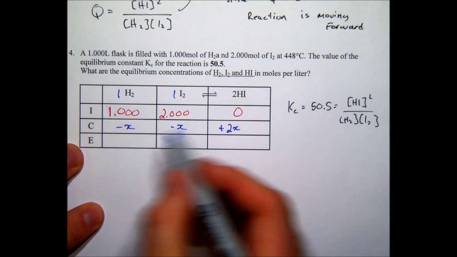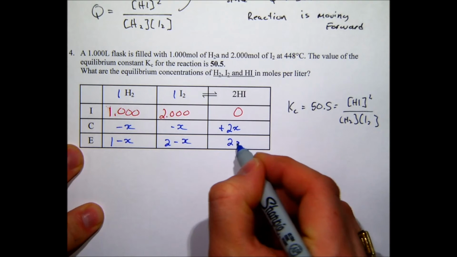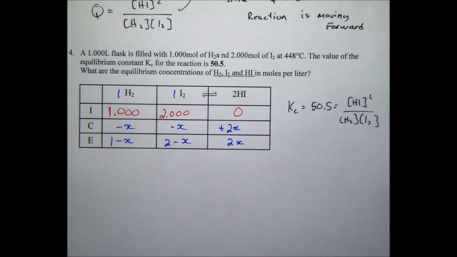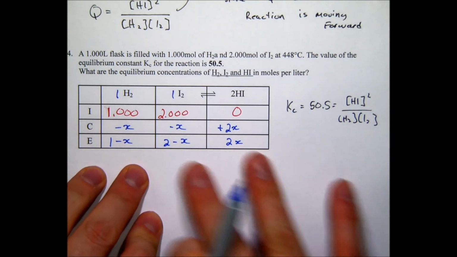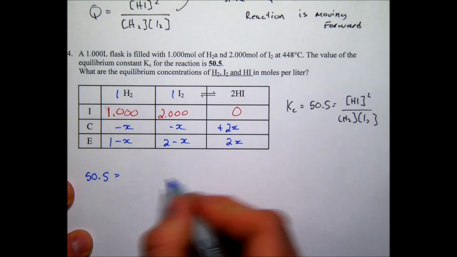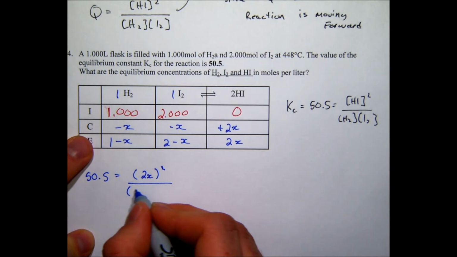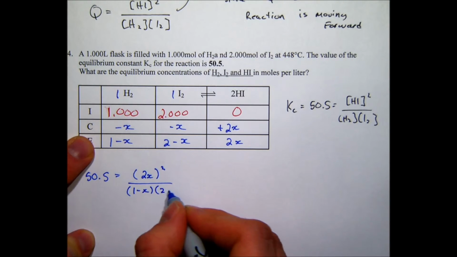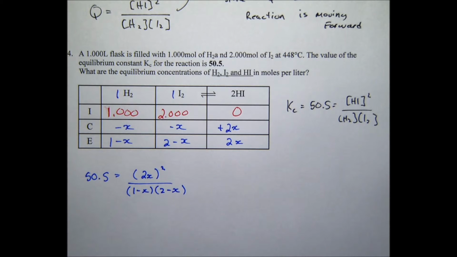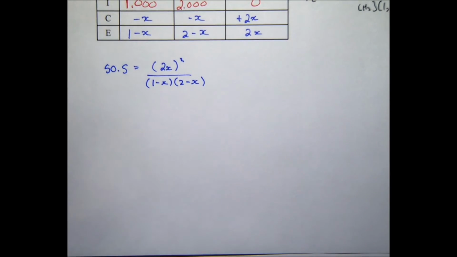Then, as always, you add up the lines. And I'm going to lose a little precision here just to make my life a little bit easier. So we have our equilibrium line, which now has variables in it, or an x. So basically, just like we did before, we're going to plug those in. So we have 50.5 is equal to the concentration of HI, so 2x squared, over the concentration of hydrogen times the concentration of iodine. So we now have a polynomial where we're going to be producing a quadratic equation out of this.